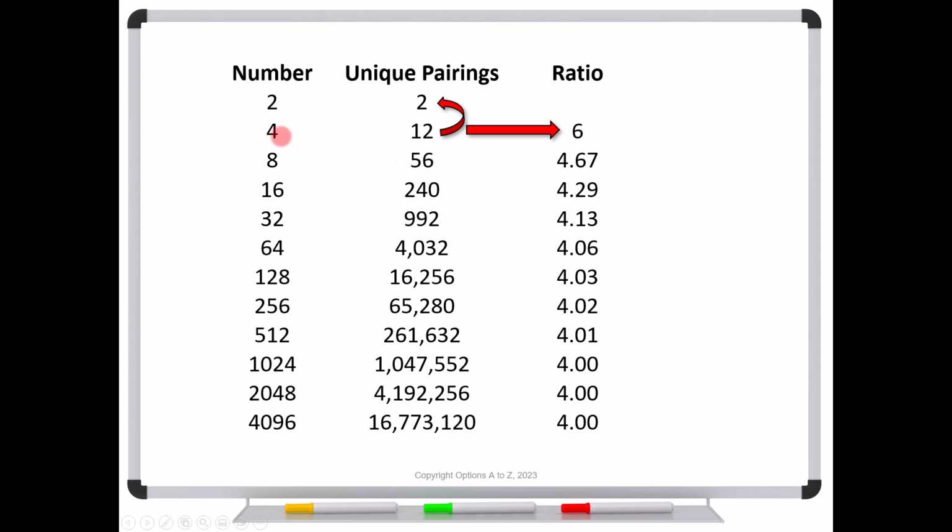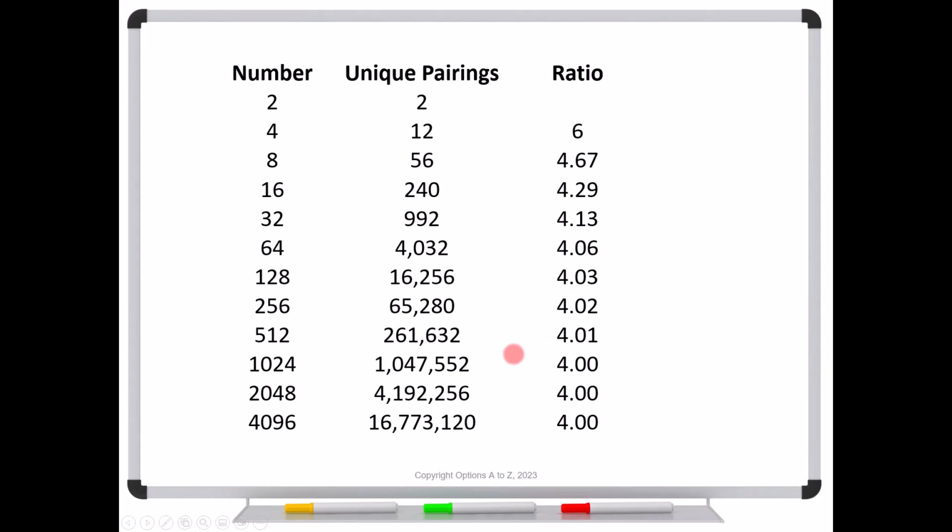What happens if we are comparing 8 to 4? Well, now we have 56 divided by 12. That comes up to 4.67. We do the next row. We go from 240 and 56. That comes up to 4.29. And look at that. This pattern is starting to close in on 4.